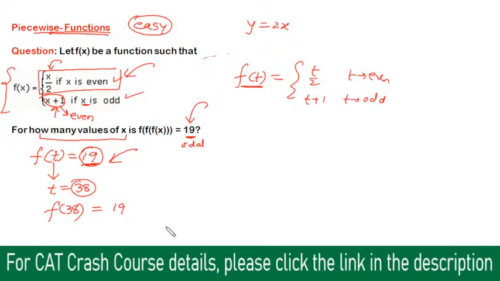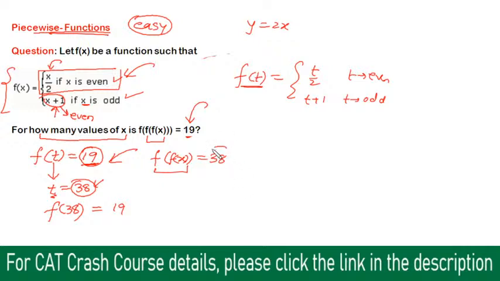Right? ठीक है ना? So now I can be very sure that this much portion, if I assume it to be t, then f of t is equal to 19. The value of t would be what? 38. Yes or no? So we can say that f of x is equal to 38. This entire thing I assume to be t. Yes or no?